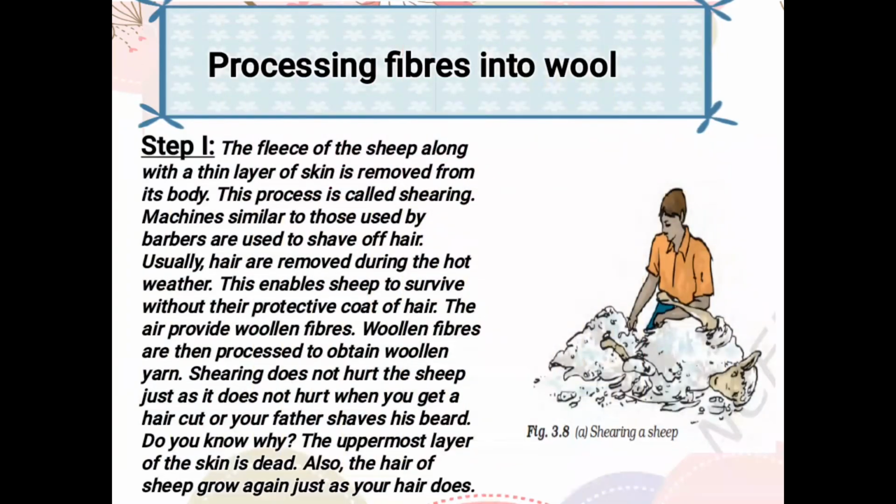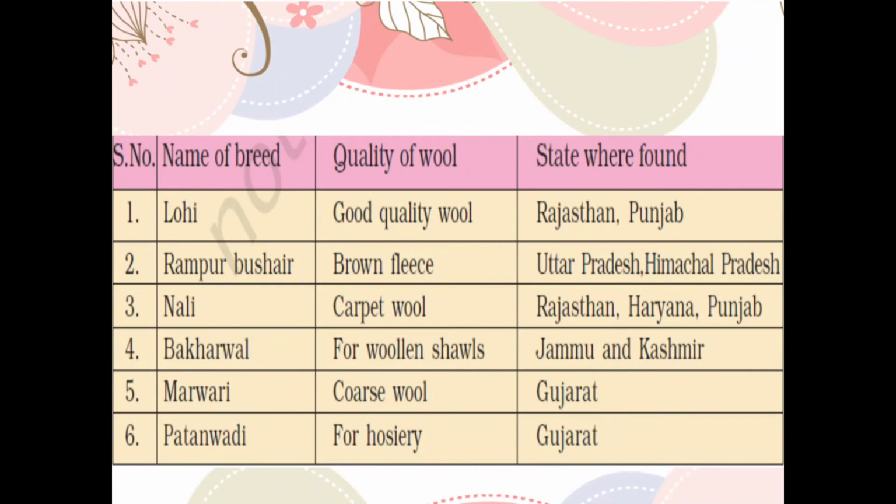Now the next thing we have to study is the different kinds of breeds found in our country. As we have read, sheep are found in different parts of the country, and from these sheep different kinds of wool are made. The first breed found in our country is the Lohi. The wool made from the hair of the Lohi is of very good quality. Which states are they found in? They are found in Rajasthan and Punjab.